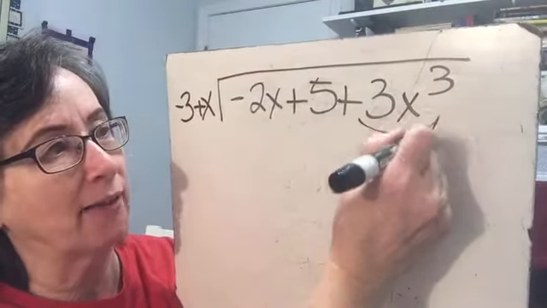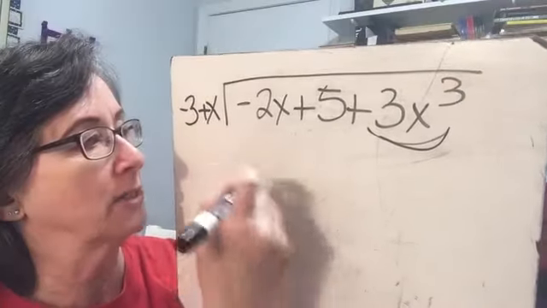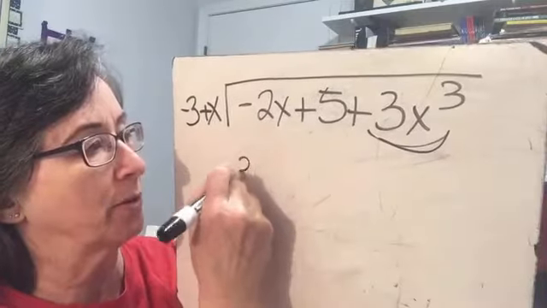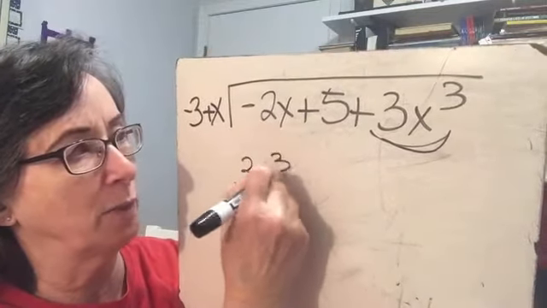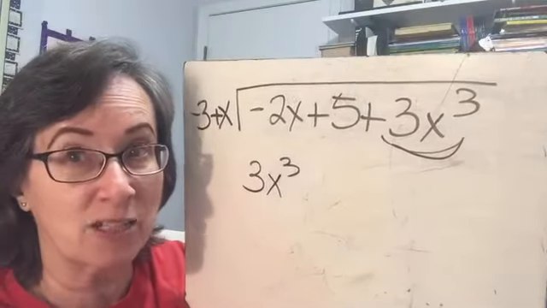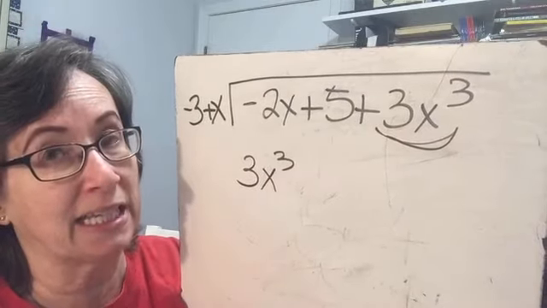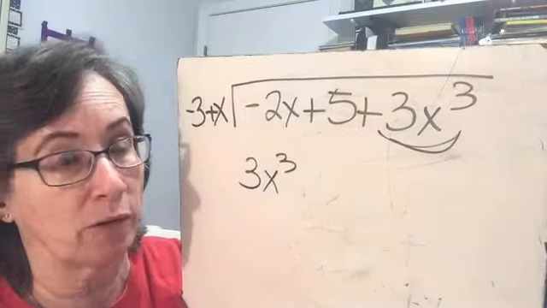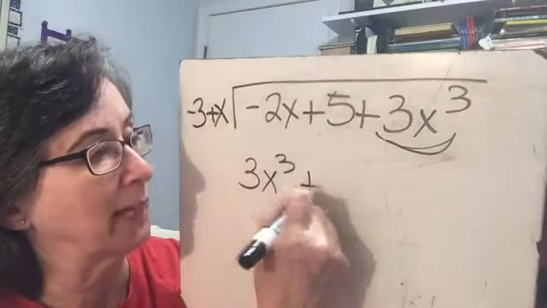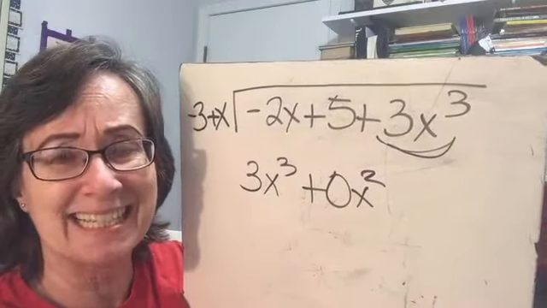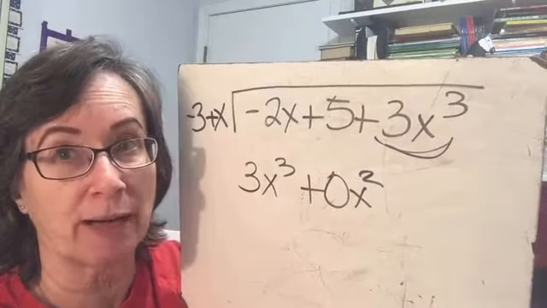So here we have 3x cubed. That's our highest one. So we're going to rearrange all of these in descending order of the variable. So 3x cubed. But I don't have an x squared, which is going to make it really nasty to keep all my columns in a row, in a column. So we're going to say plus 0x squared. It's as easy as that. Just make up a term, 0x squared.